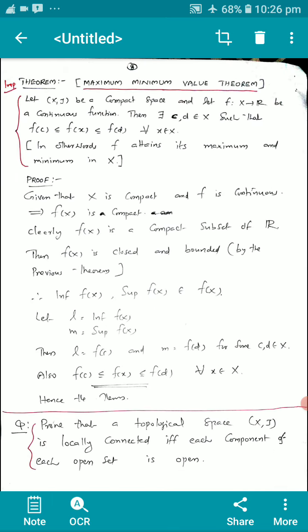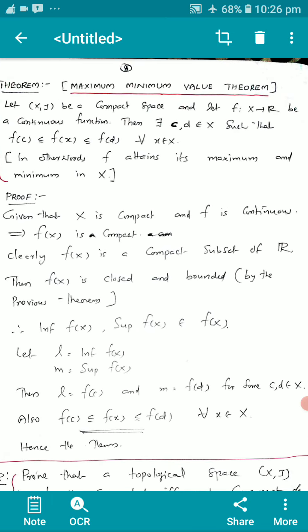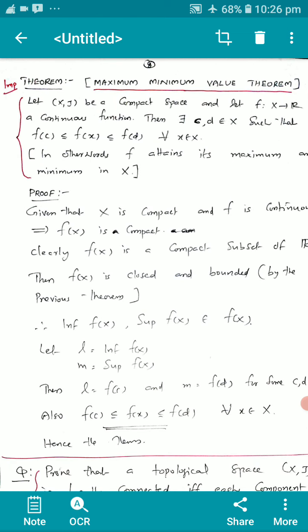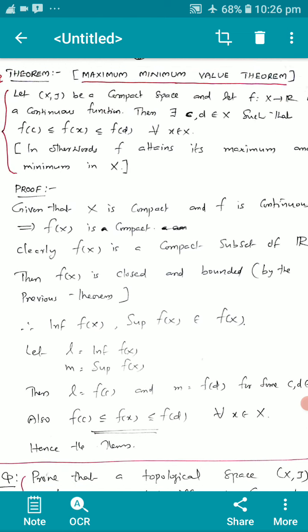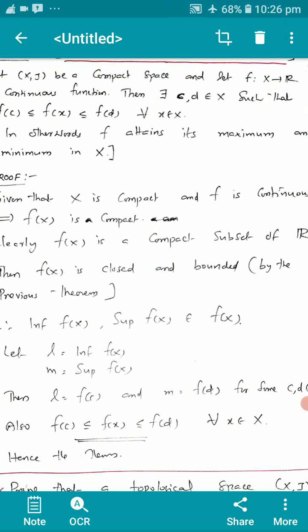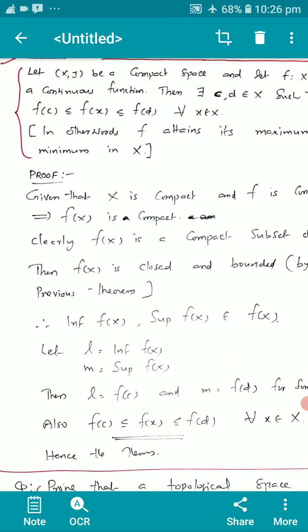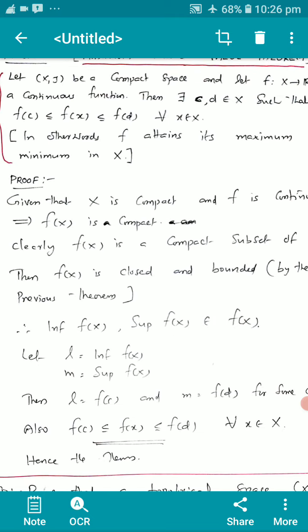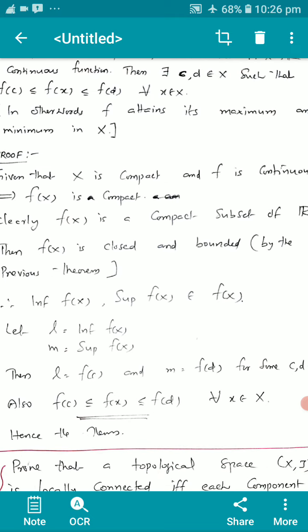Next theorem, that is the maximum minimum value theorem. The maximum minimum value theorem is important. Let X be a compact space and let f from X to R be a continuous function. Then there exist c, d elements of X such that f(c) is less than or equal to f(x), which is less than or equal to f(d), for all x in X. In other words, f attains its maximum and minimum in X.